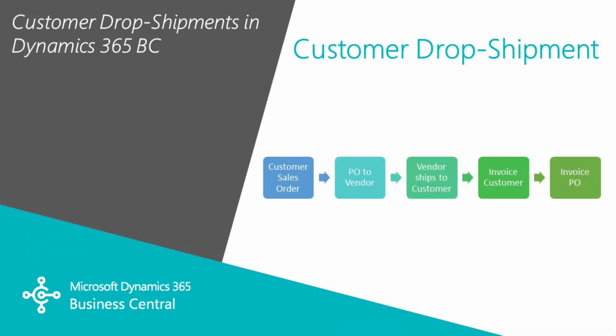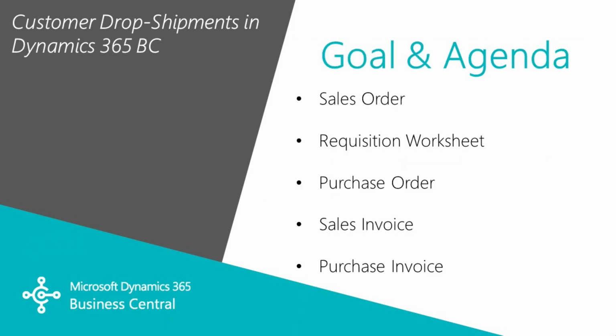I want to show you how you can easily process customer drop shipments in Dynamics 365 Business Central. I'm going to enter a sales order and then create a requisition worksheet to pick up the drop shipments. From that, I'll create a purchase order. I'll post the sales invoice to the customer and then post the purchase invoice for the purchase order.